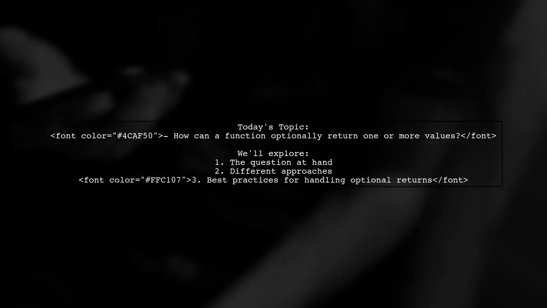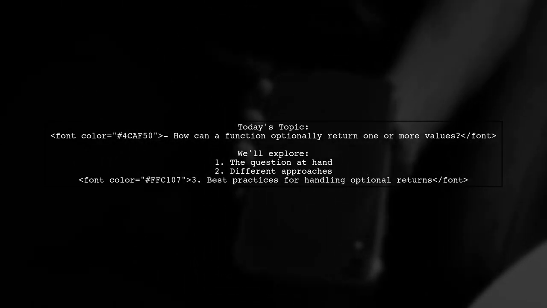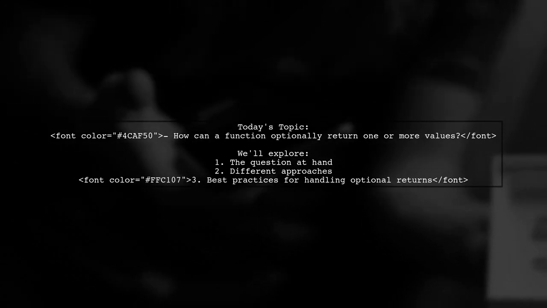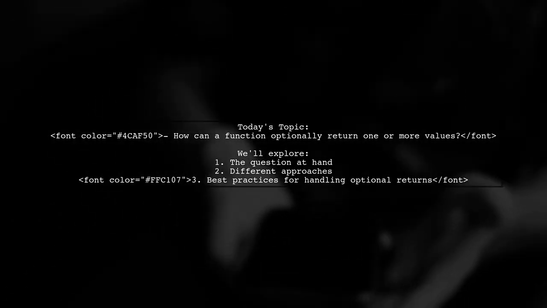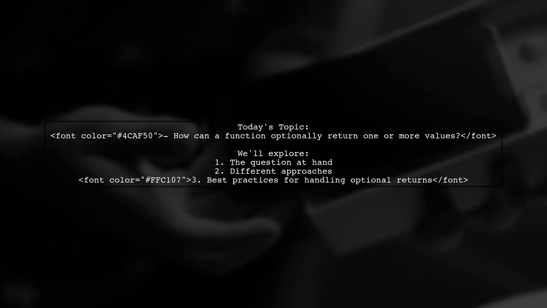Today, we're tackling an interesting question that many programmers encounter. How can a function optionally return one or more values? Our viewer wants to know the preferred way to ignore optional return values from a function. Let's dive into the options and see which one stands out.